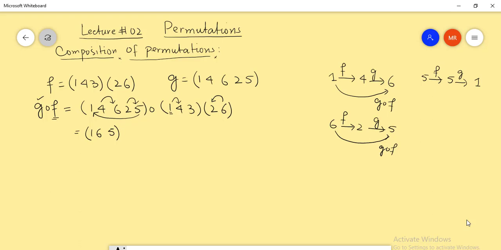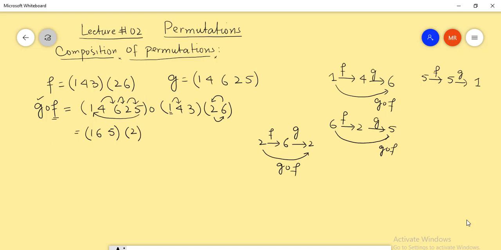Then we start with the next smallest possible symbol which is not present in this cycle, and hence we start with 2. 2 is mapped onto 6 by F. And then we find the image of 6 under G. 6 is mapped onto 2 by G. And thus 2 is mapped onto 2 by this composition. So the next cycle is (2).